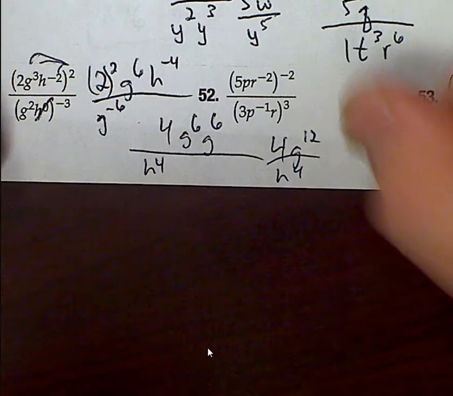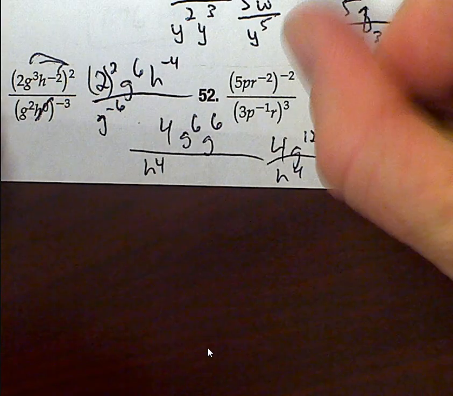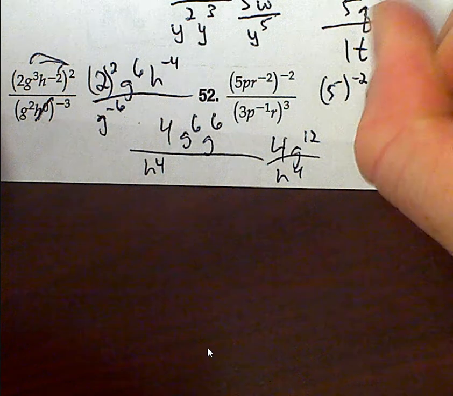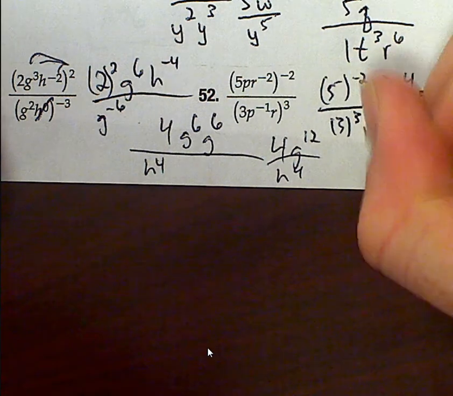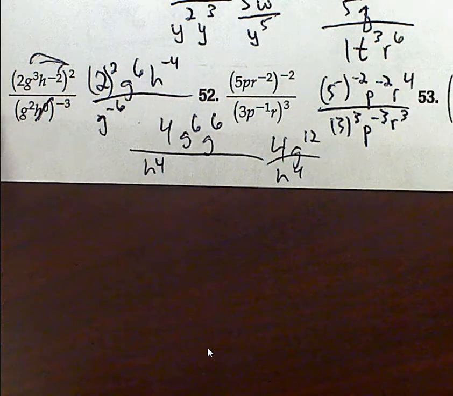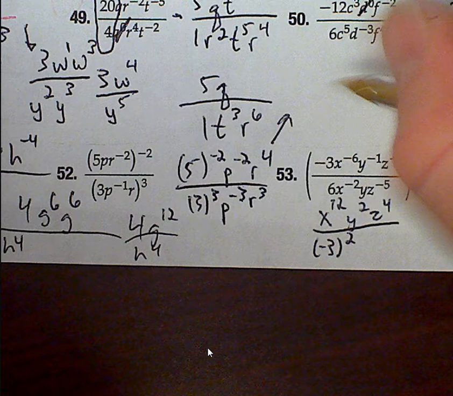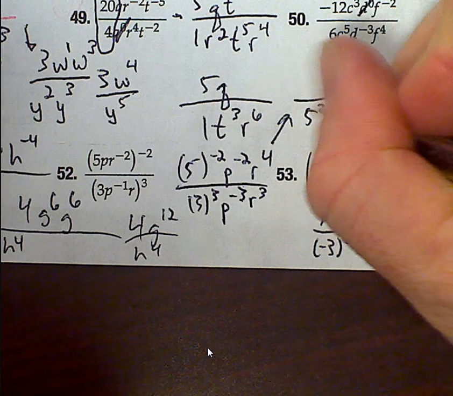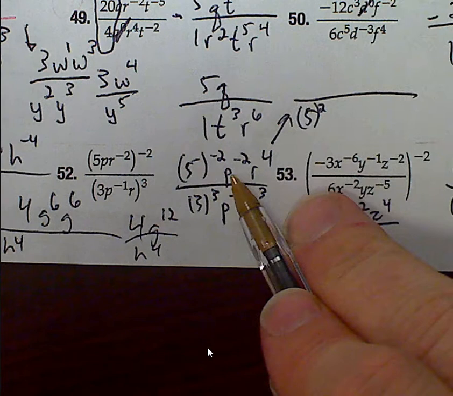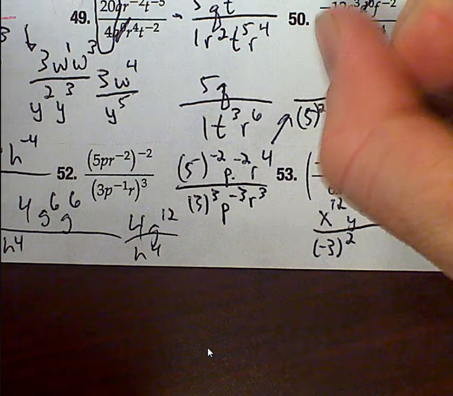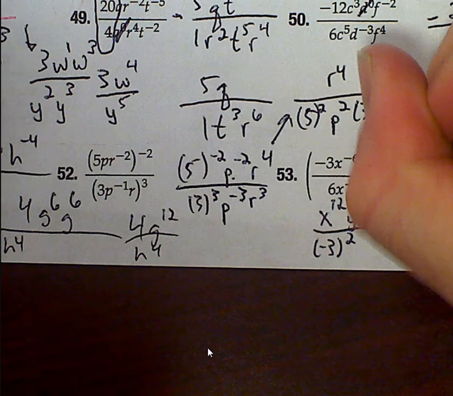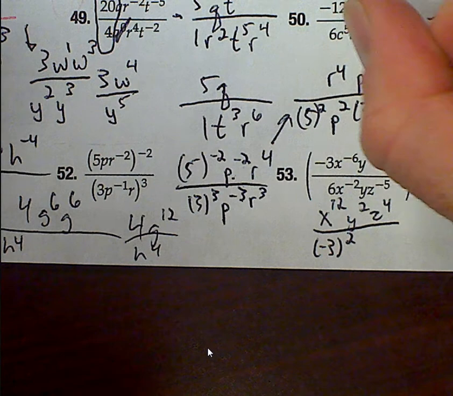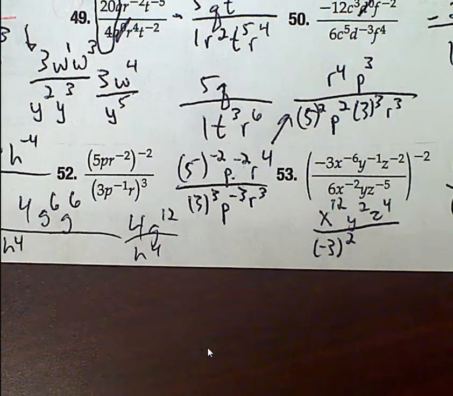Number 52, 5 to the negative 2, p to the negative 2, r to the positive 4, so I distribute first. That's 3 to the third, p to the negative 3, r to the third. So 5 to the negative 2 goes on bottom. So 5 squared goes on bottom. P negative 2 goes on bottom. R4 stays on top. 3 to the third stays on bottom. P to the negative 3 goes on top. R to the 3 stays on bottom.